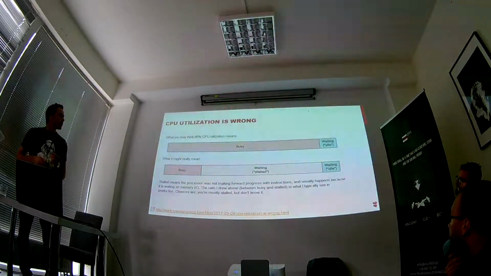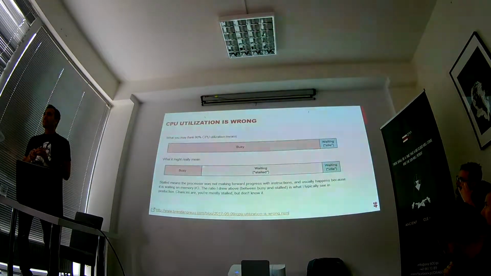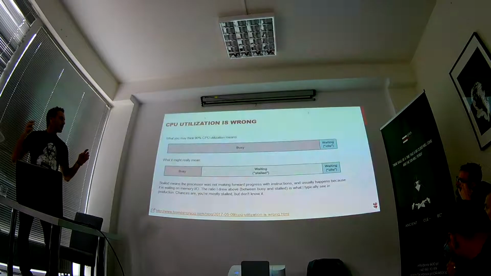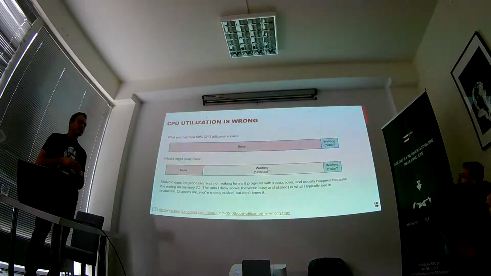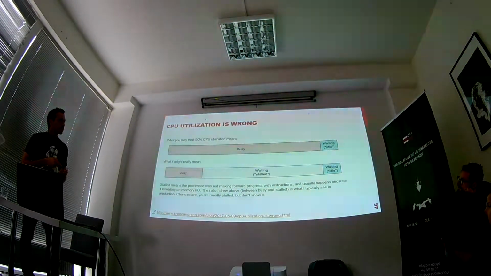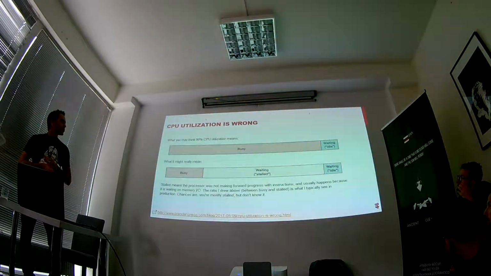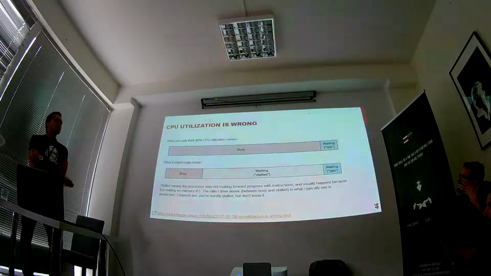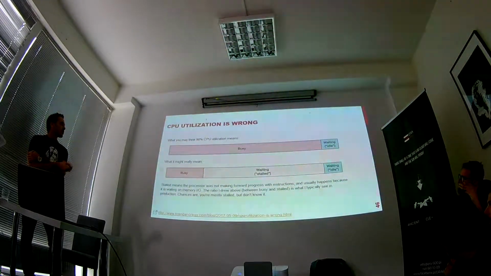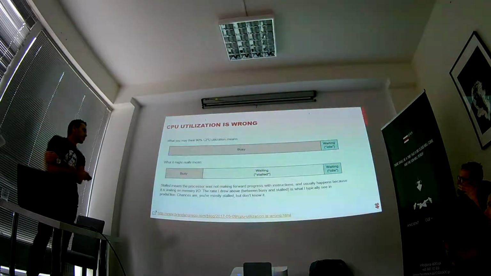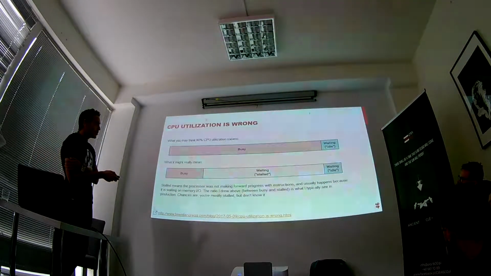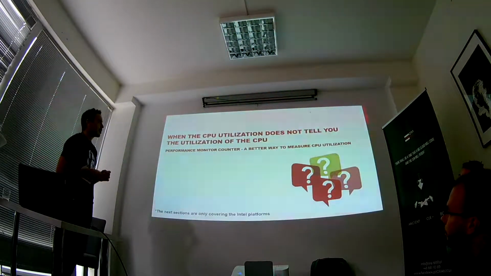There is a brief blog post from Brendan Gregg stating that we may think about our CPU utilization wrongly. We may think our processor is busy making forward progress with instruction execution. But in reality, in most common cases, we may be stalled waiting for some resource, for example, for some memory input/output. So how do we know exactly what's going on inside our processor?